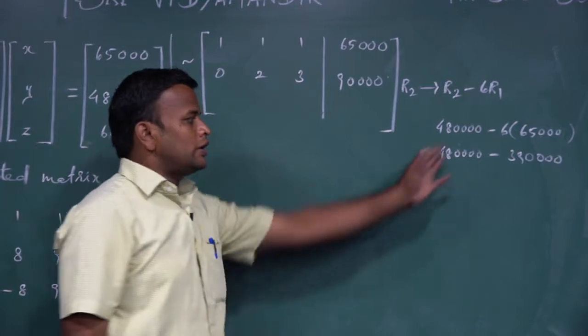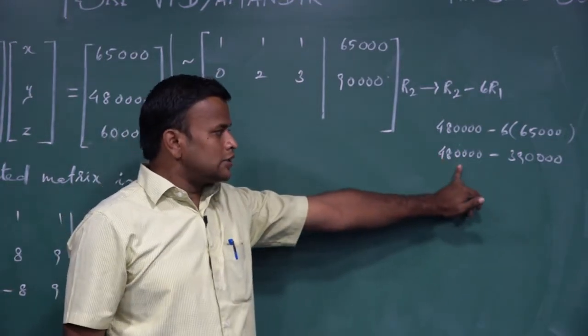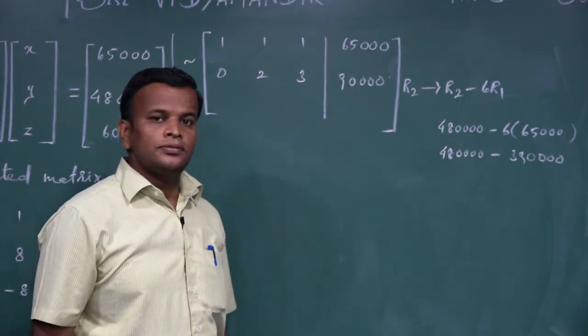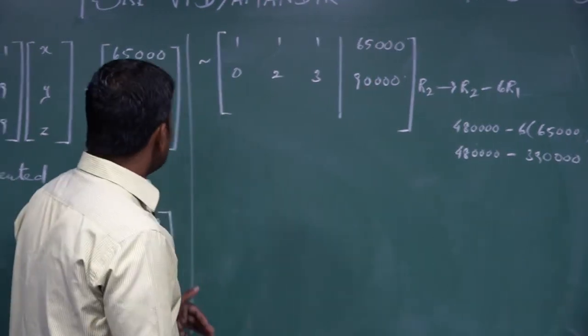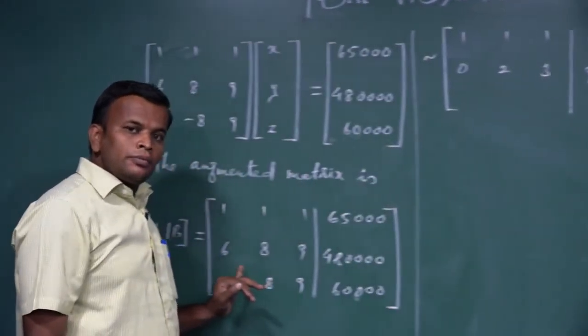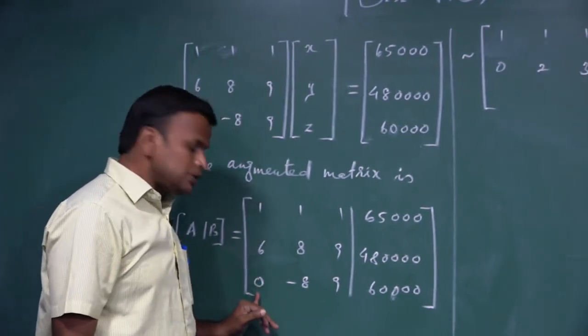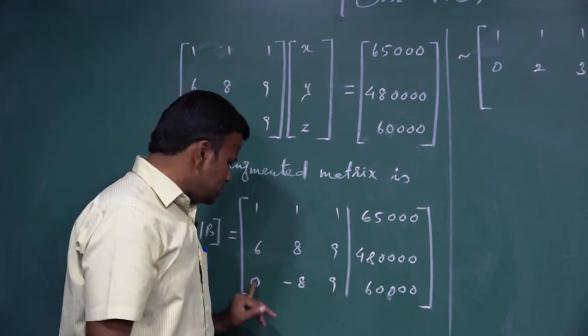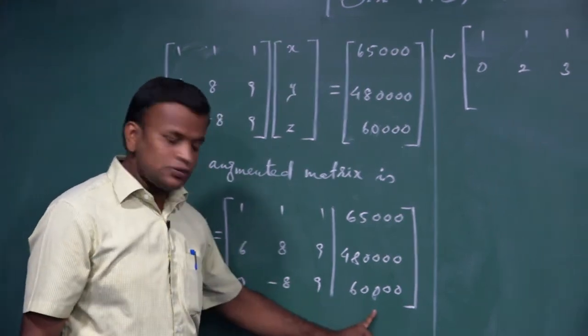So big numbers are right. 4,80,000 minus 3,90,000. So the answer is 90,000. Next, don't change the third row because already the element 0 is there, so don't change the third row. So we write first the third row as it is. So 0, minus 8, 9, 60,000.